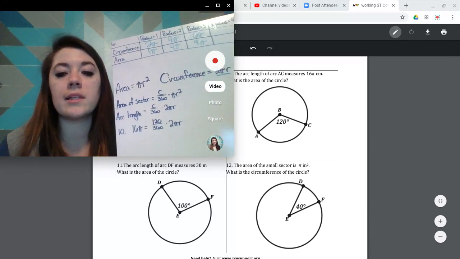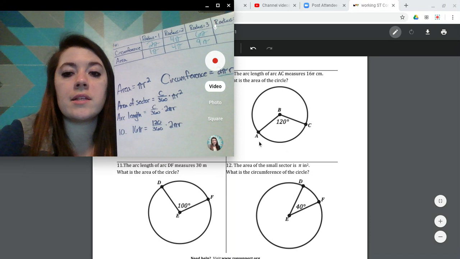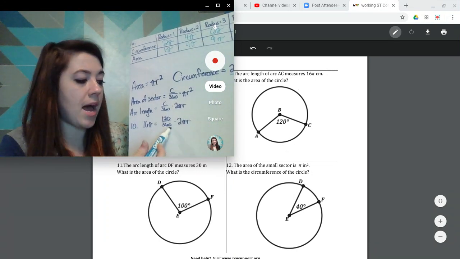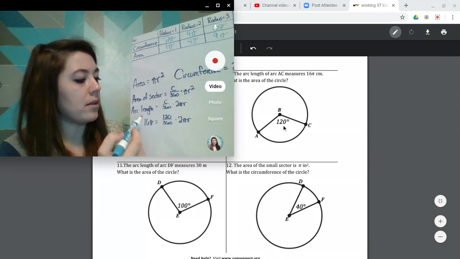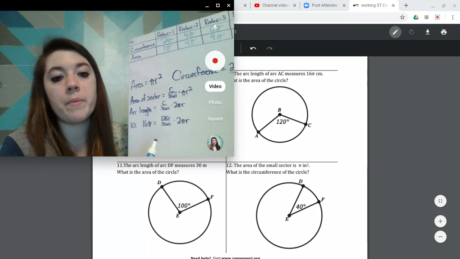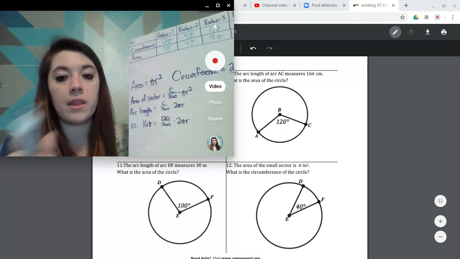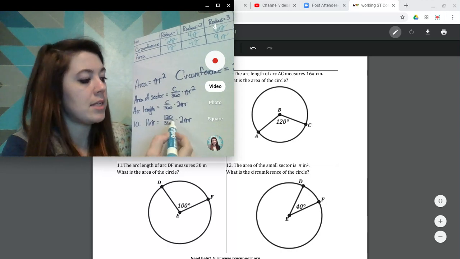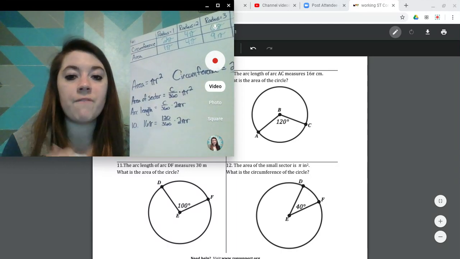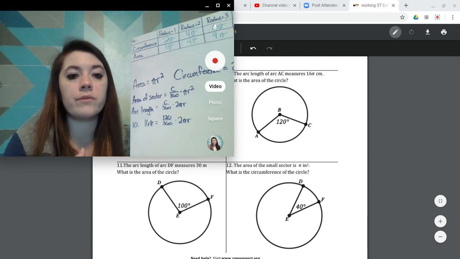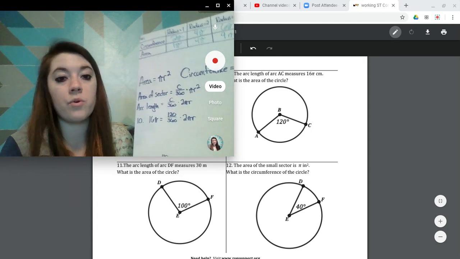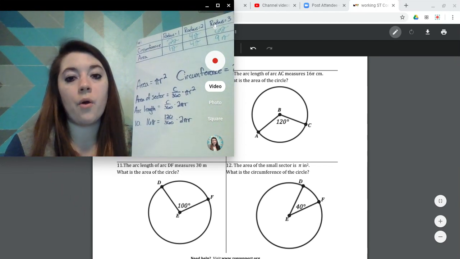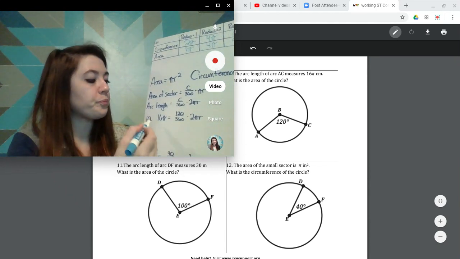It told us that the arc length of AC, from A to C, measures 16 pi. So I have 16 pi equals, and then I looked at arc length. C is the central angle, which in this case was 120 degrees, so 120 over 360 times 2 pi r. We need to find the radius so we can find the area of the circle, because we don't know the whole area of the circle. We just know the arc length of one section.